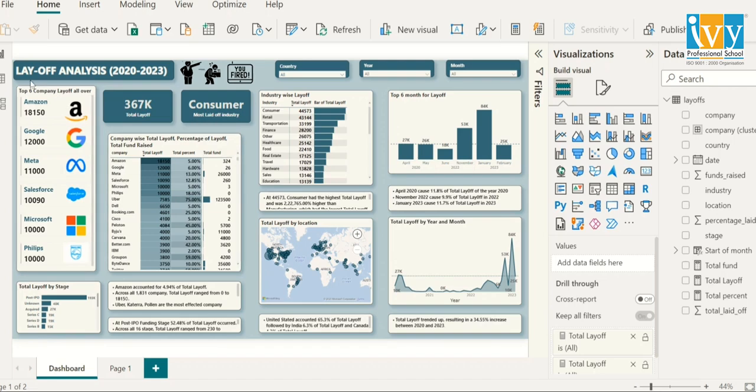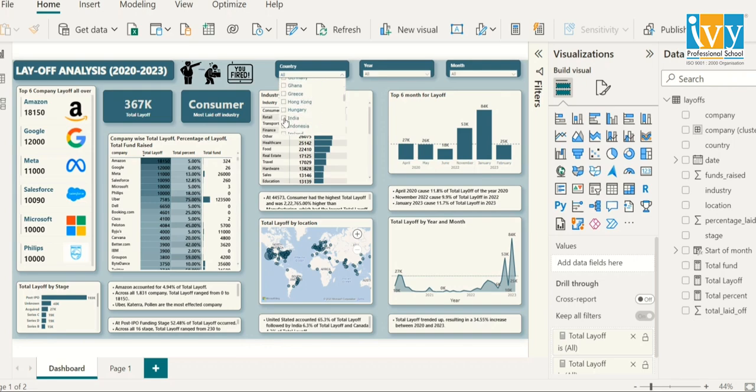These are the top global companies that laid off their employees, which includes Amazon 18,000, Google 12,000, Meta 11,000, and the rest of them are Salesforce, Microsoft, and Phil. Here I have used slicers to make the dashboard more dynamic. This is the country-wise slicer where I can choose any other country.